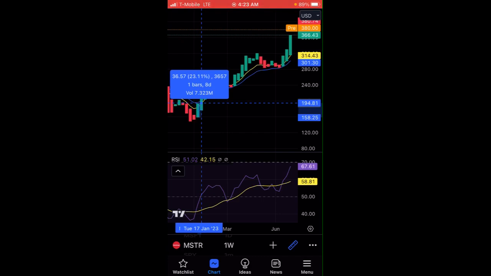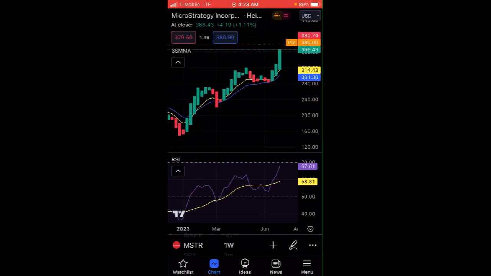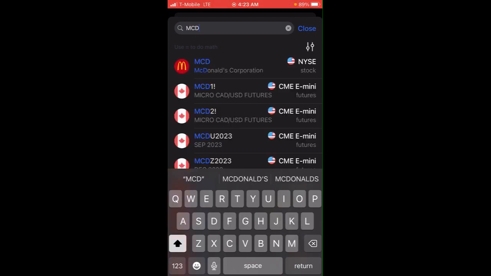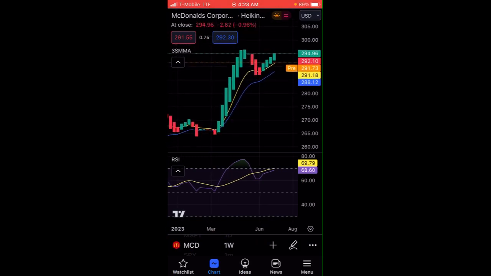So this is a $36 difference in price. With MicroStrategy, that is about a $3,600 move right there. So anyway, let's check a couple other stocks. Let's look at McDonald's. Now remember what we said about McDonald's: you make about $100 for every dollar that you're right.